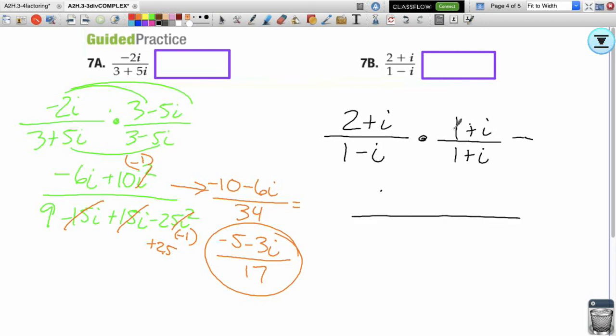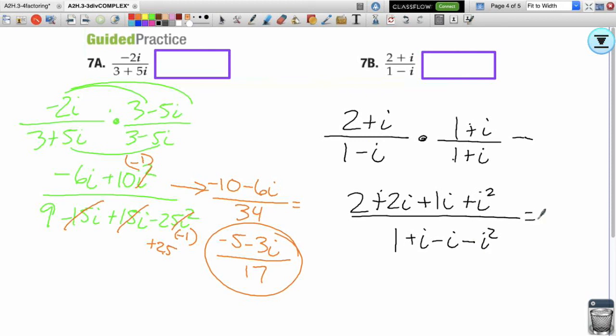2 times 1 is 2. 2 times i is plus 2i. i times 1 is plus 1i. i times i is plus i squared. Now I'm going to go to the bottom. 1 times 1 is 1. 1 times positive i is positive i. Negative i times 1 is negative i. Negative i times positive i is negative i squared.